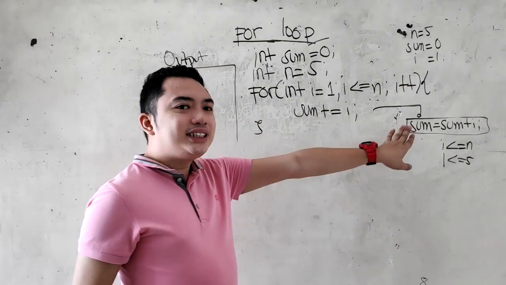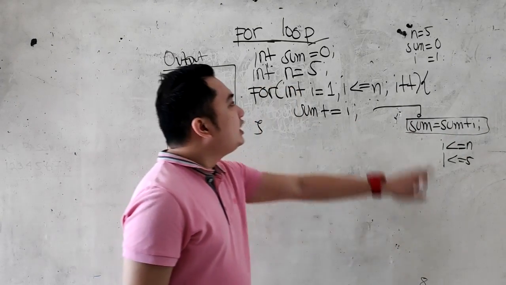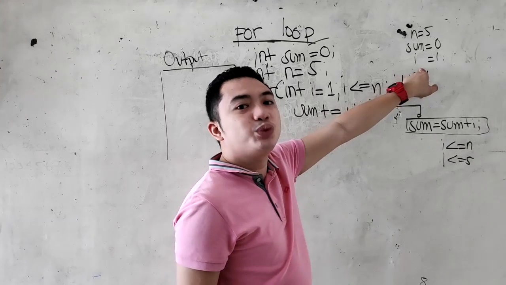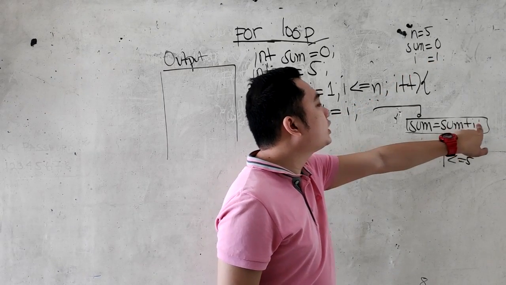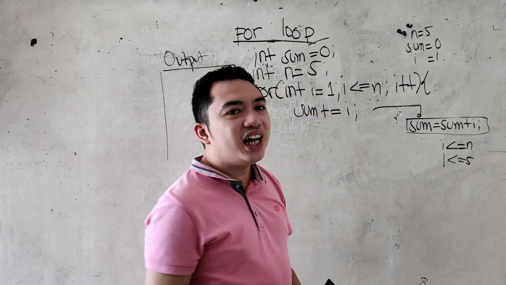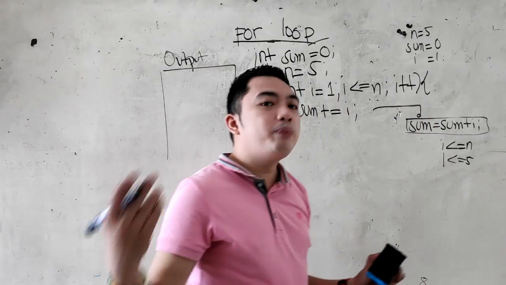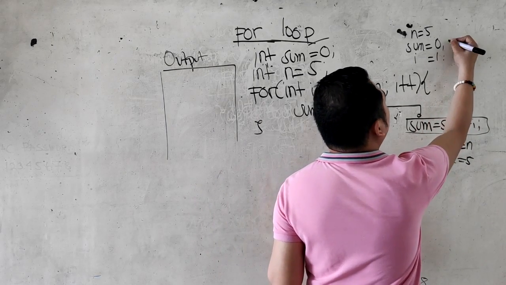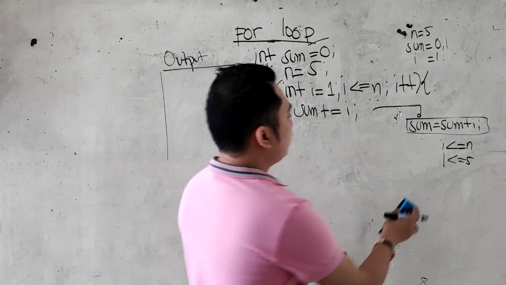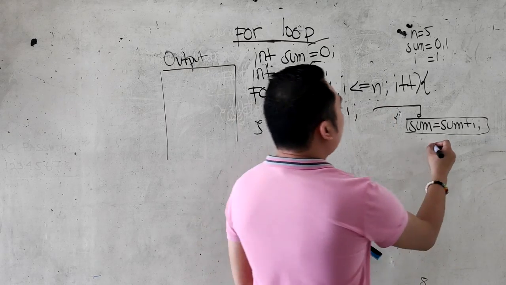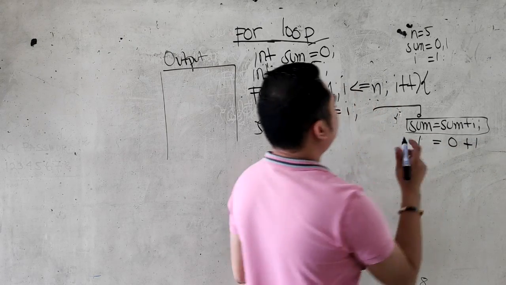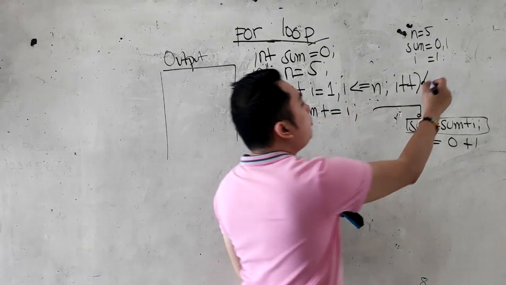So it's the same as sum equals to sum plus I. So 0 is our current value of sum and our current value of I is 1. So 0 plus 1 is the next value of sum. So 0 plus 1 is 1, so our new value of sum will be 1. I'll just erase this, to make it easier. So our new value of sum is 1. Then we increment I, and it will become 2.